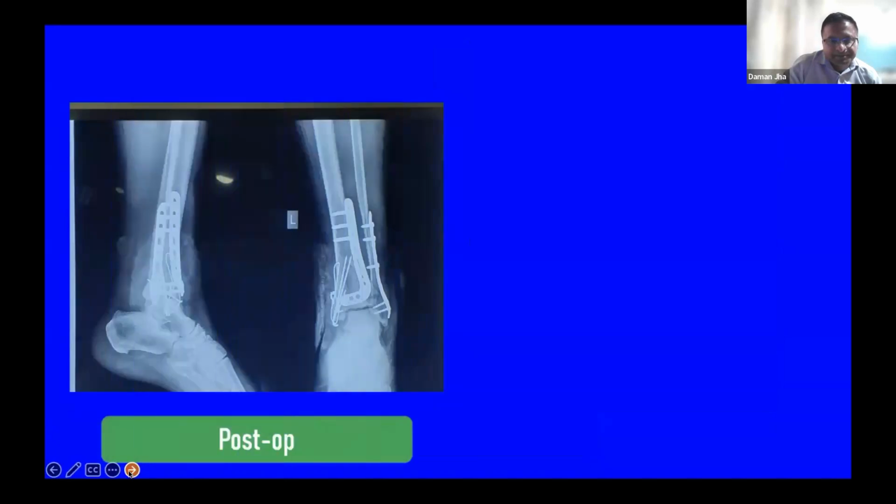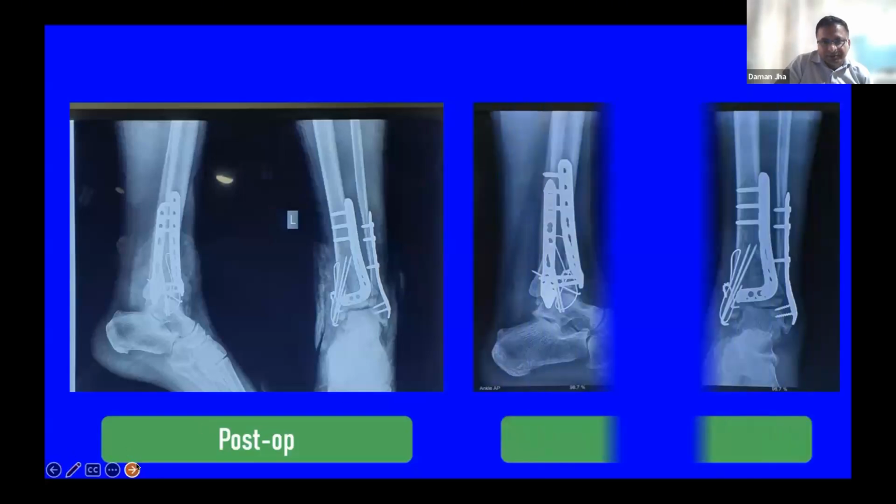Immediate post-op X-ray. This is the immediate post-op. Yeah. So if you look closely, maybe it's due to the view, but in immediate post-op and 6 weeks post-op, can you put them in the same place?